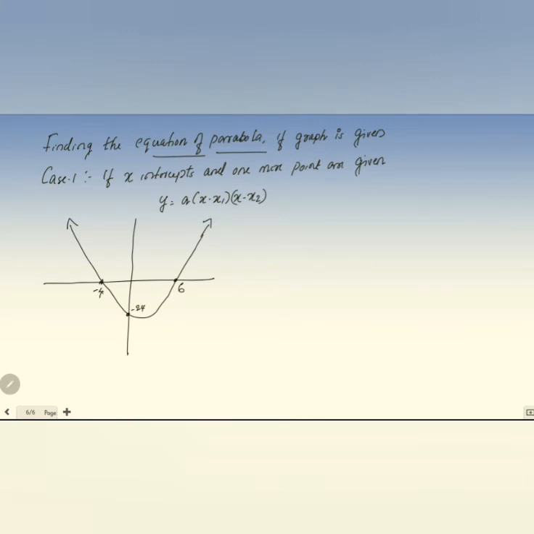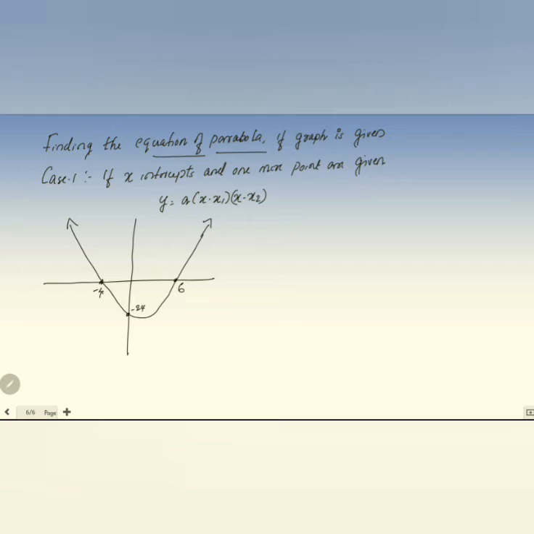Finding the equation of a parabola if the graph is given. I'm going to use the graph that I just drew, the very same graph. And here 2 cases are there. First case, if the x-intercepts, minus 4 and 6, both are given, and 1 more point on the graph. In most cases that other point is the y-intercept. We know that that point is (0, minus 24). See, here my y-intercept is minus 24.